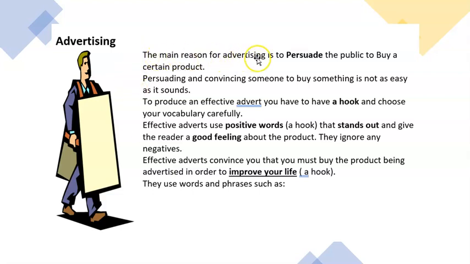The main reason for advertising is to persuade the public to buy a certain product. Persuading and convincing someone to buy something is not as easy as it sounds. To produce an effective advert, you have to have a hook and choose your vocabulary carefully. Effective adverts use positive words, a hook that stands out and gives the reader a good feeling about the product. They ignore any negatives.